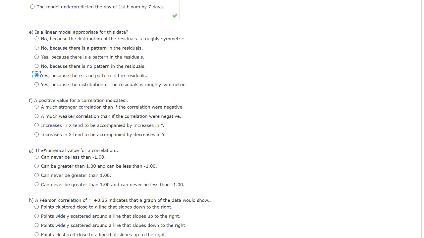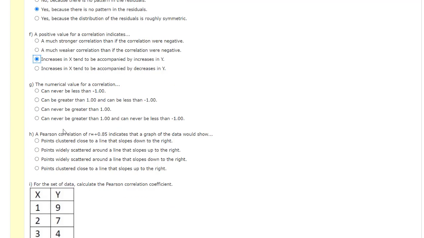A positive value for a correlation indicates that your slope is positive, so increases in X tend to be accompanied by increases in Y. So this is a general statement. The numerical value for a correlation can never be less than -1. Correlation is anywhere between 1 and -1. It can never be greater than 1. That's true too. Hold on.